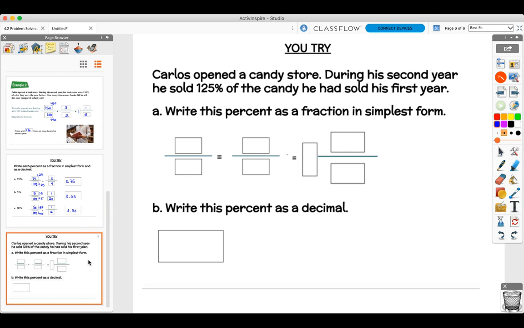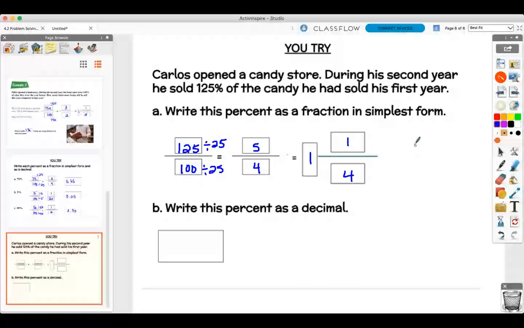Carlos opened a candy store. During his second year, he sold 125% of the candy he sold his first year. So write this percent as a fraction in simplest form. 125% is 125 over 100. 25 is the largest number that goes into both the numerator and the denominator. And that gives you 5 over 4, which is 1 and 1/4.